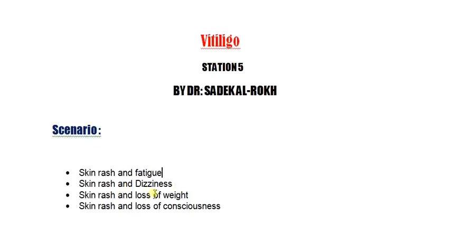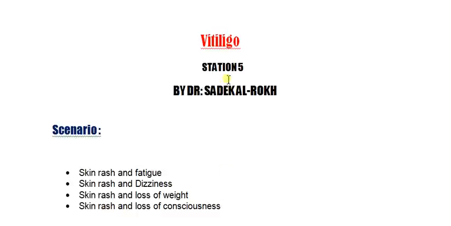If skin rash and loss of weight, you have to think about other autoimmune diseases associated with vitiligo like Addison disease, pernicious anemia causing malabsorption, and celiac disease also causing malabsorption. If skin rash with loss of consciousness, you have to think about vitiligo associated with other autoimmune diseases like diabetes mellitus, like Addison disease.